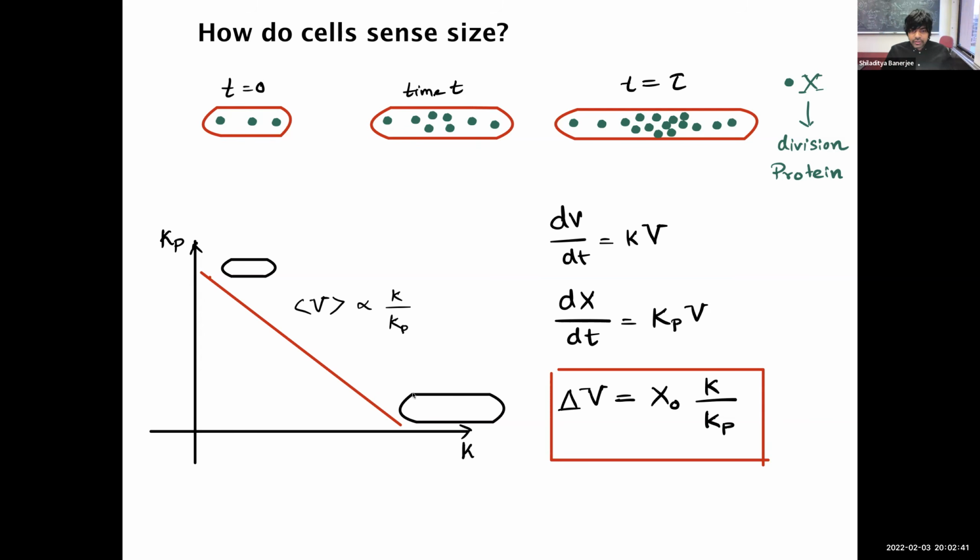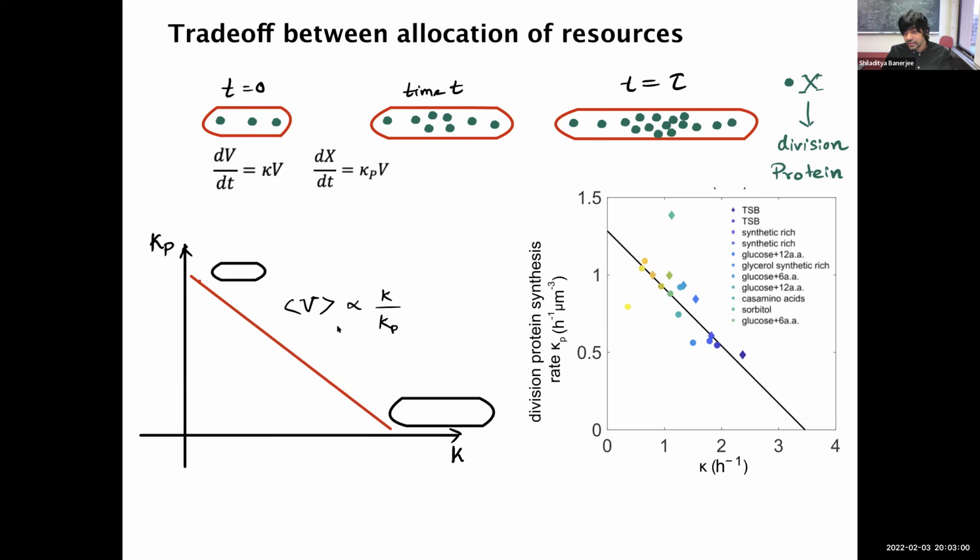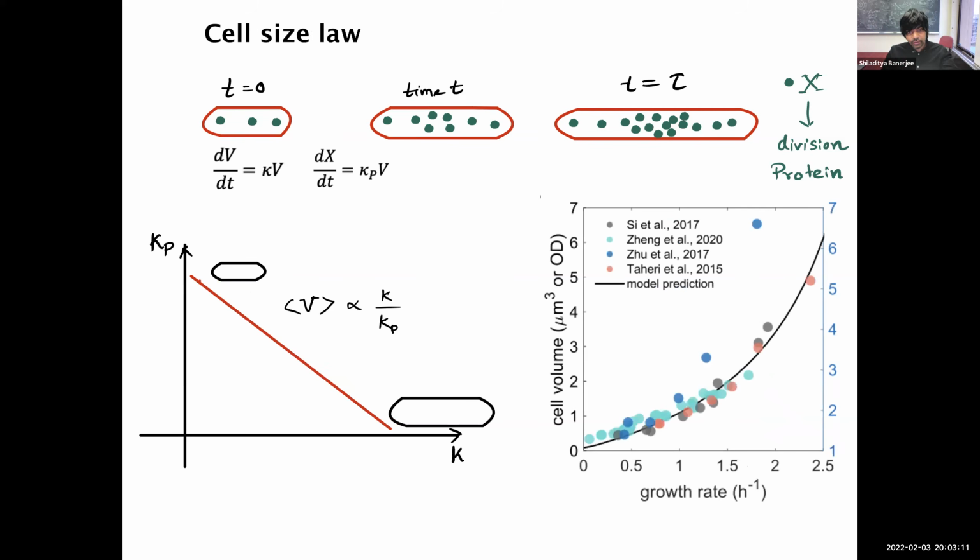You can see from this heuristic argument that if I spend more resources on growth than division, the size will get larger. If I spend less resources on division than growth, the size will get smaller. The volume is the ratio of these two rates. We verified this in experimental data, and you get a very nice linear correlation between these two rates. Since volume is the ratio of these two rates, and Kp decreases with K, the volume will increase with the growth rate. So if you change the growth rate by changing nutrient condition, etc., the volume will increase.